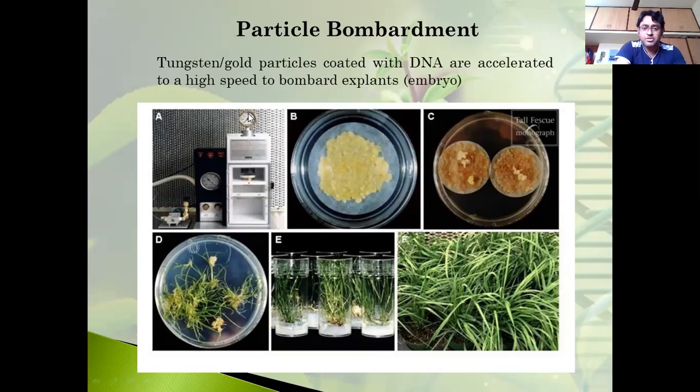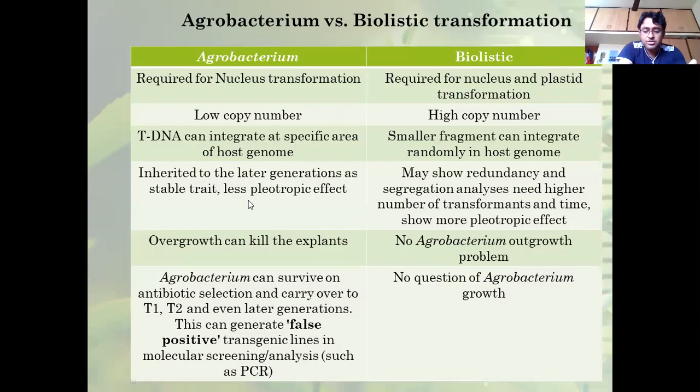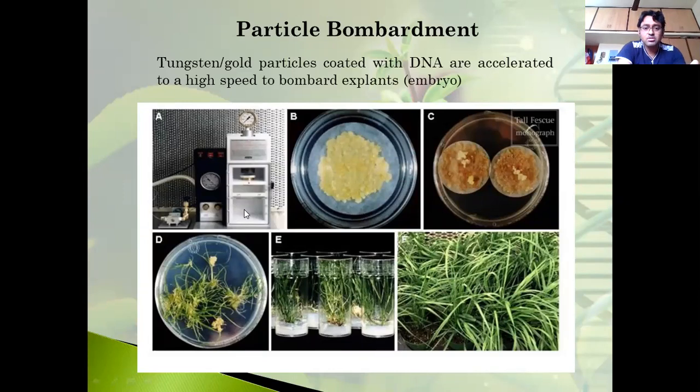Then this is the pressure system, where helium gas pressure is accelerated to 1100 or 1300 psi. We press a switch and the gold-particle-coated DNA is bombarded directly into the plate where the explants are. It spreads over the explants with force, and due to this penetrating force, the DNA penetrates the embryo or explant tissues and integrates with the nuclear DNA.